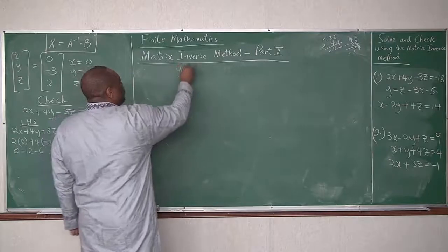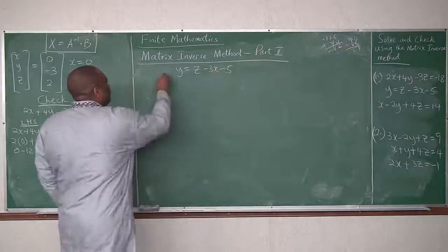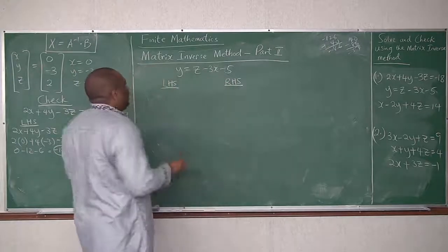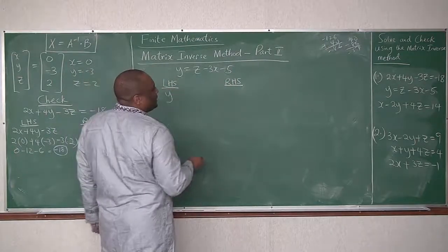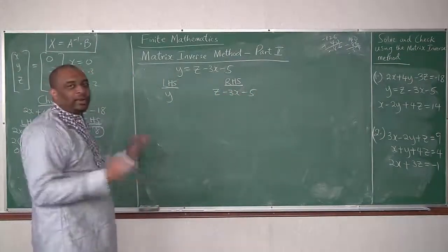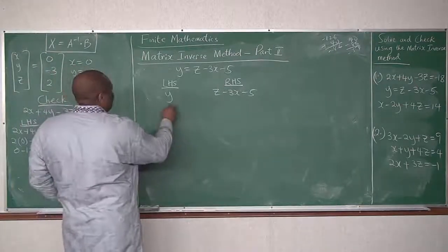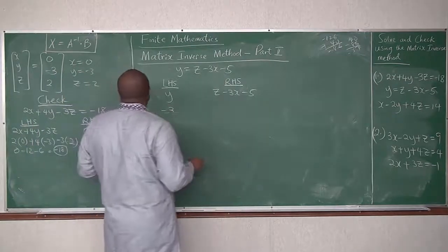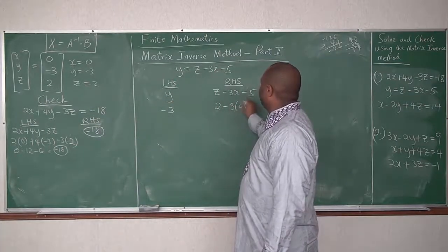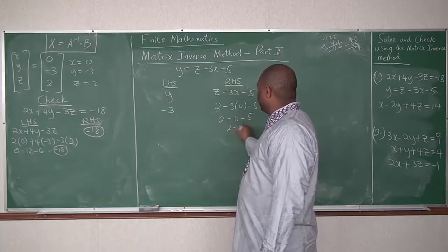Equation 2, y equal to z minus 3x minus 5. So we have left hand side, right hand side. Left hand side is y, right hand side is z minus 3x minus 5. You check with the main equation, not the modified equation. So our y is negative 3. Then our right hand side, z is 2 minus 3 times 0 minus 5. So 2 minus 0 minus 5. 2 minus 5, which is minus 3.